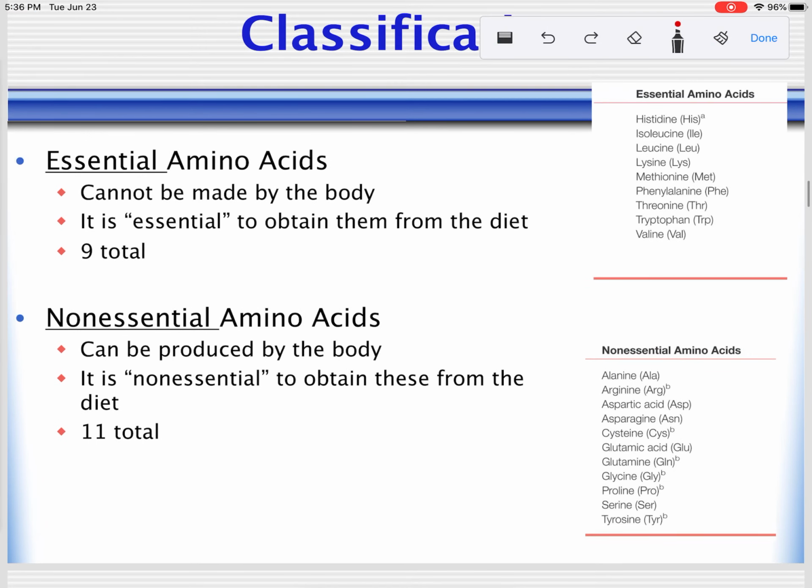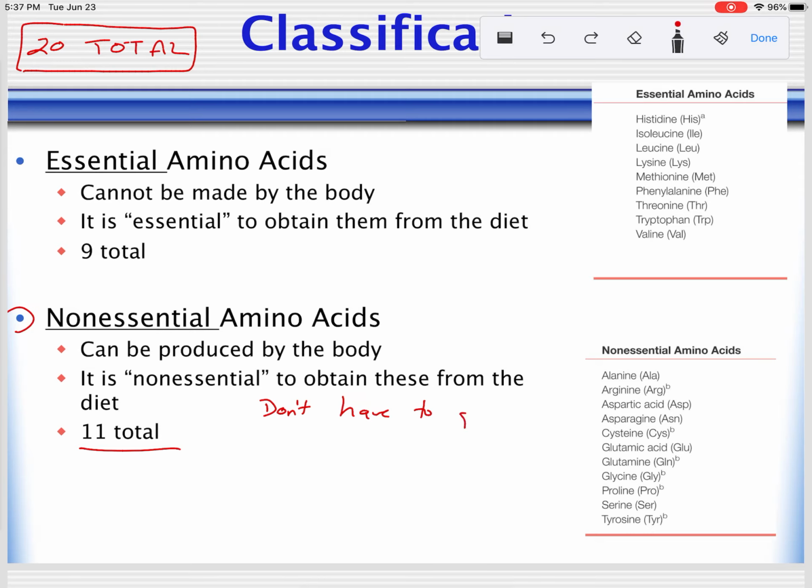What I would like you to know are essential versus non-essential amino acids. So as we've already established, we have 20 total amino acids. Of those 20 amino acids we have in our body, 11 of them are considered to be non-essential. And what that means is, it is not essential. We don't have to get them through food.